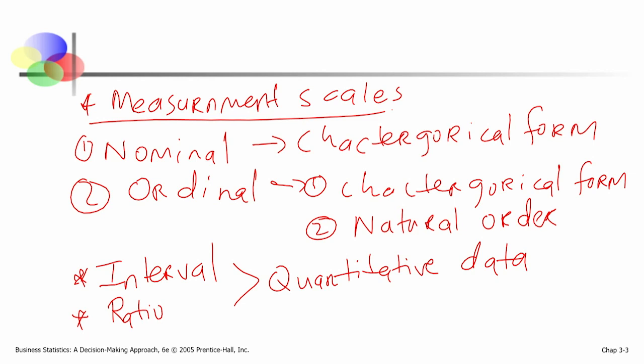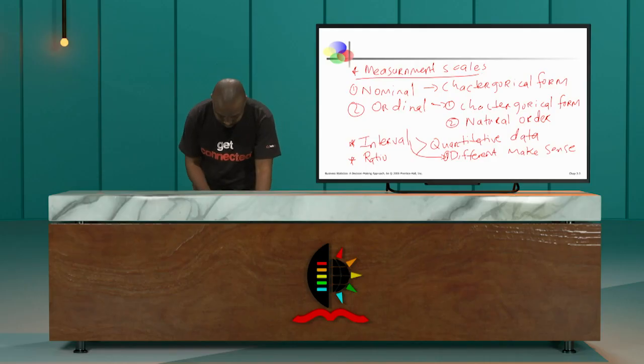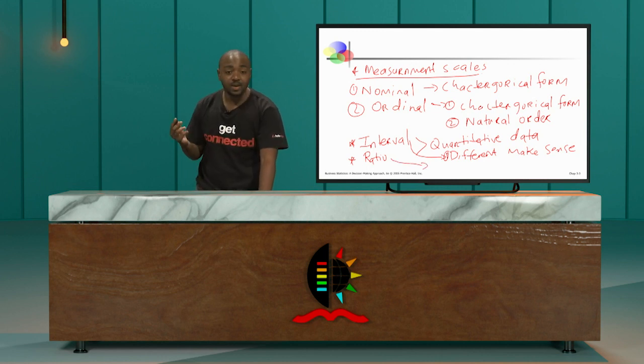Okay. Now, interval: difference makes sense, right? Let me just put this here. Difference makes sense, right? Now, this is one characteristic that defines quantitative data. If it falls under interval, the difference between values needs to make sense, right? Like temperature, right? That's the example of it.